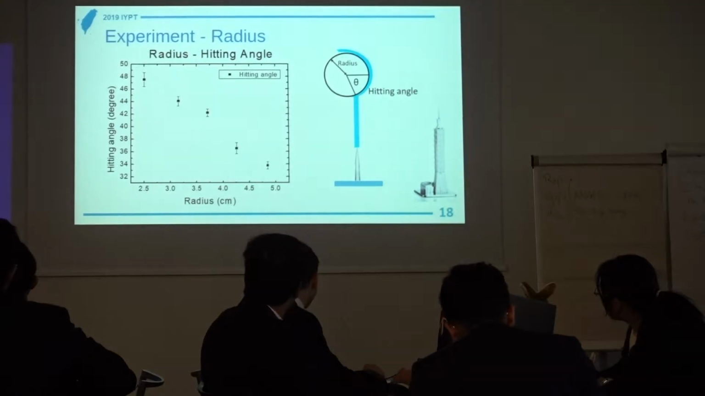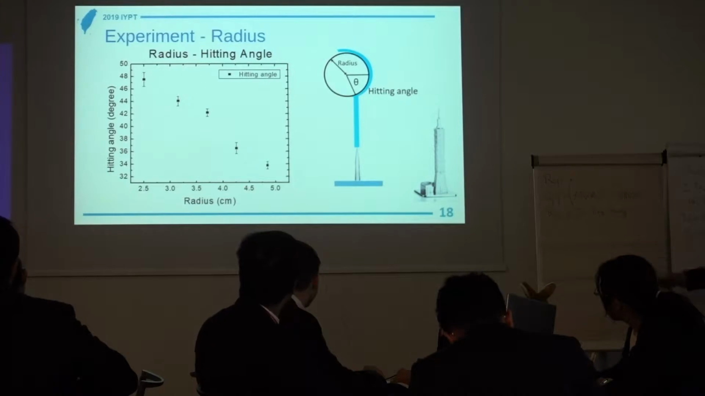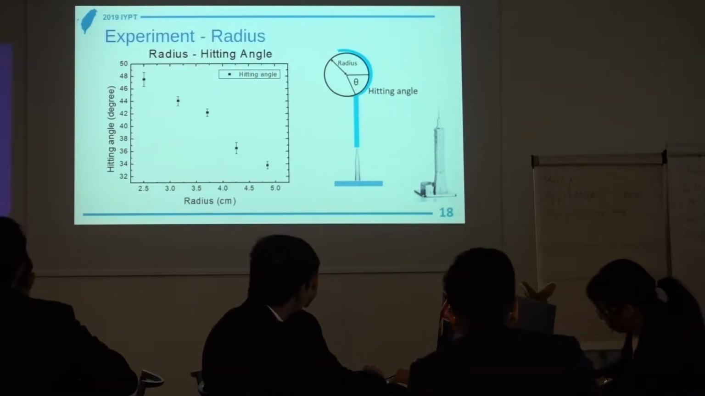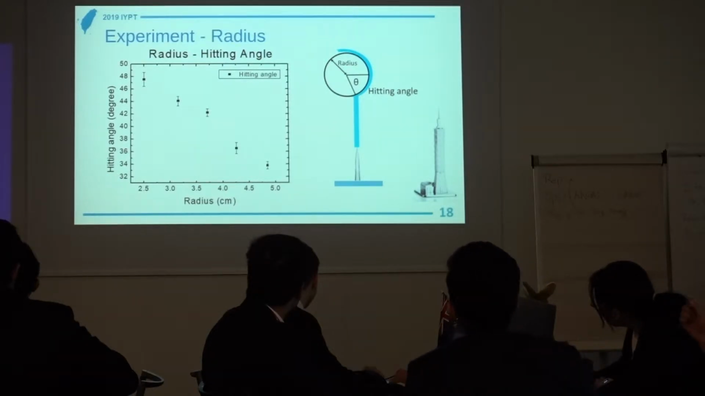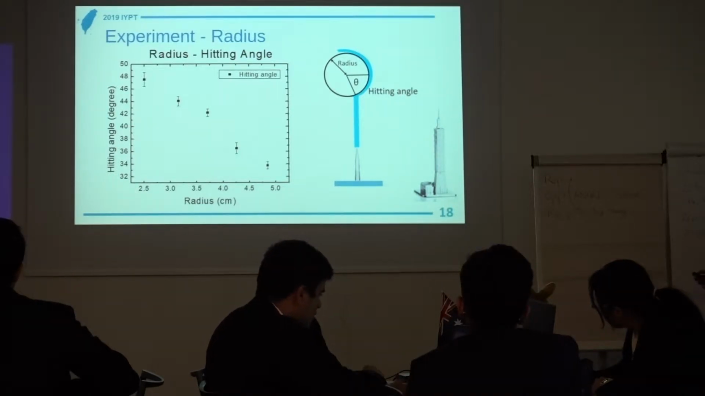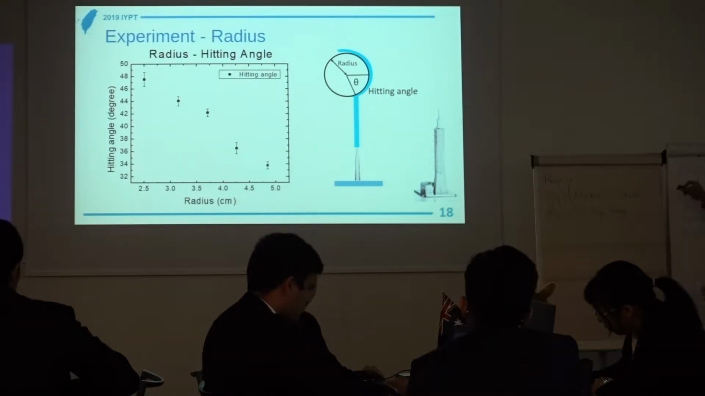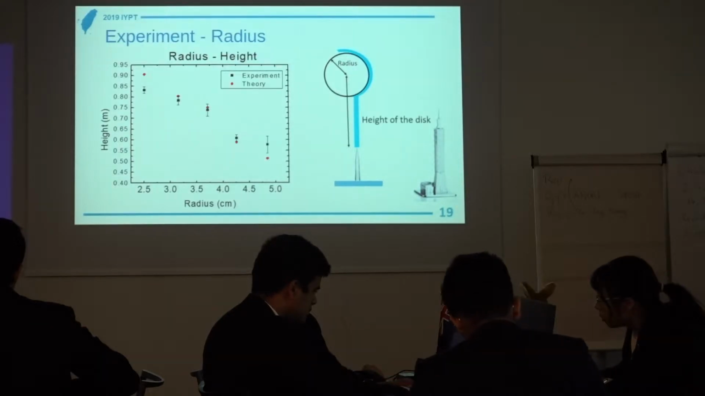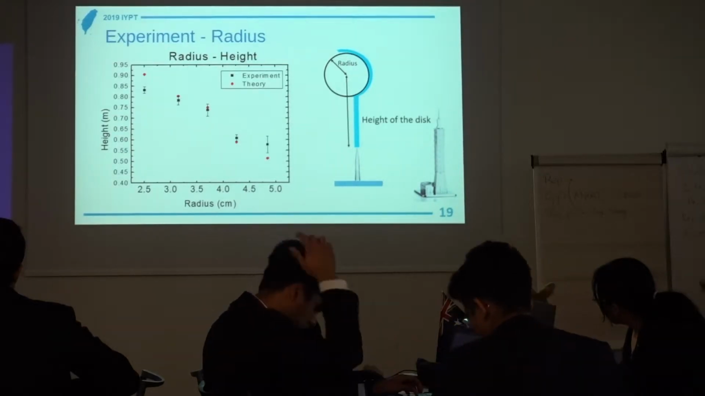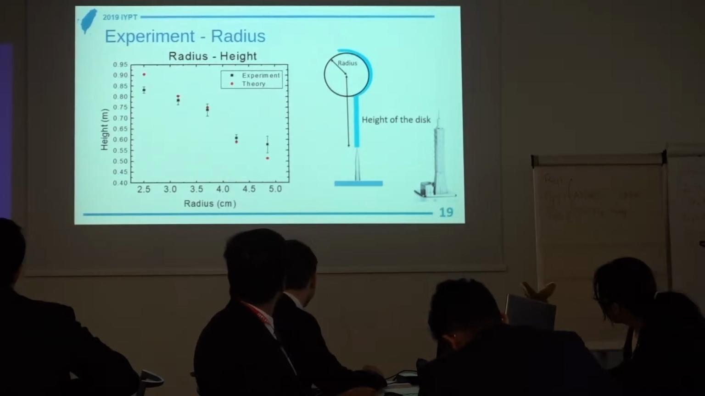This describes the relationship between the radius and the heating angle. You can see when the radius gets bigger, the heating angle becomes smaller. When the water jet hits the same weight of the light object, it will hit the same position of the light object. But because the radius becomes bigger, it causes the heating angle to become smaller to hit at the same position.